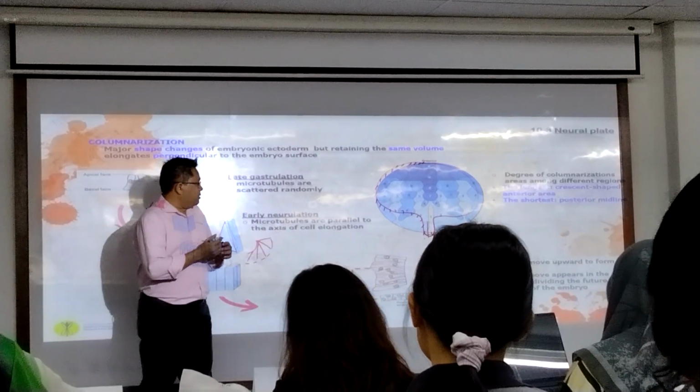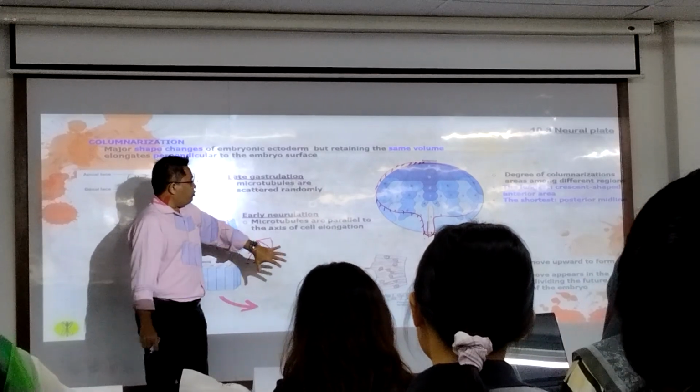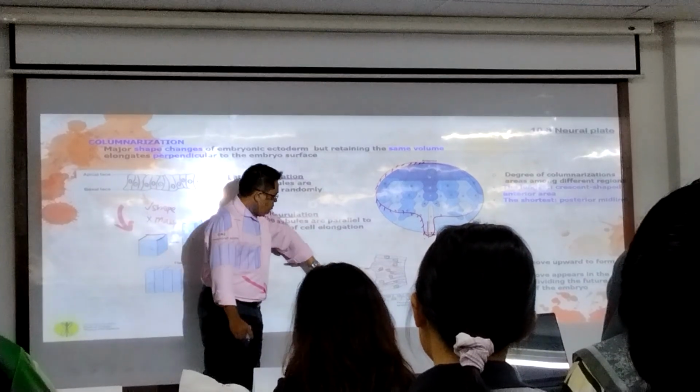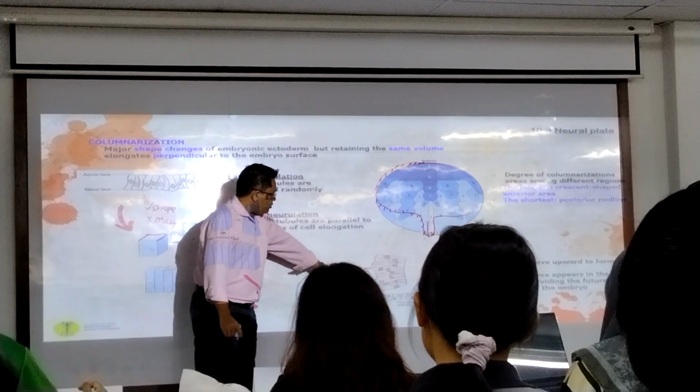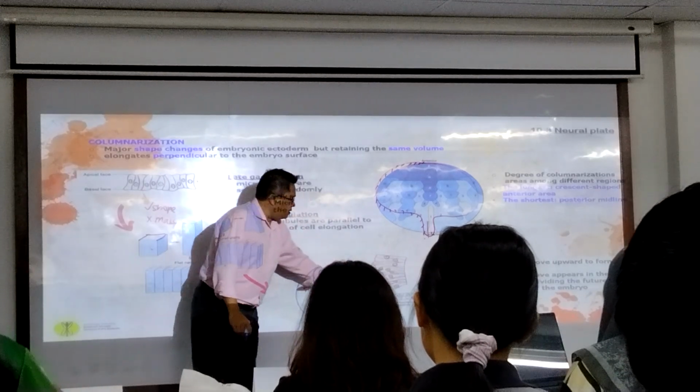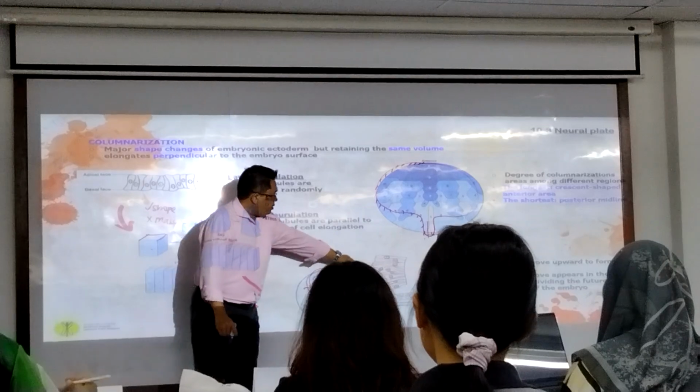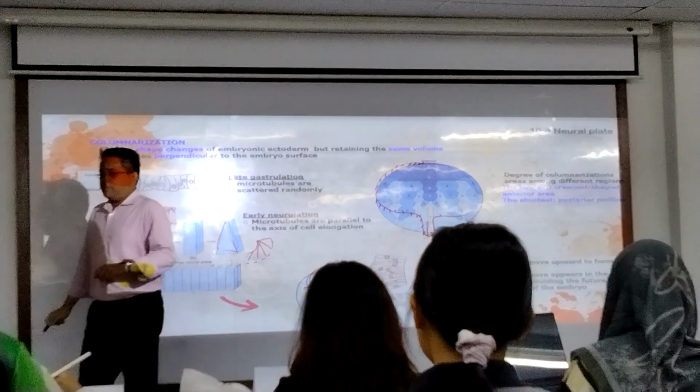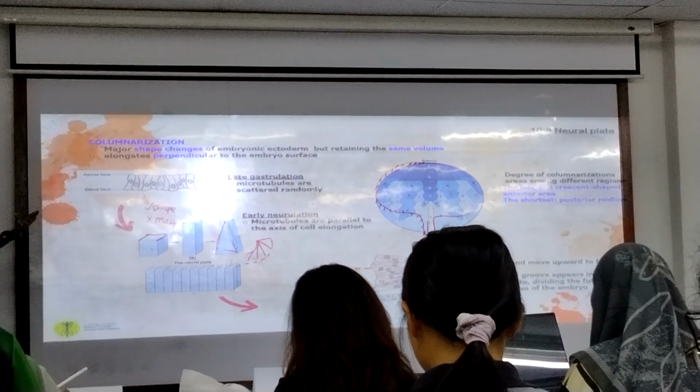So here, just to show you the difference between cells that go through the process of columnarization and the normal cells on the outside. So they are structured differently. Okay? Right. So that's this one.